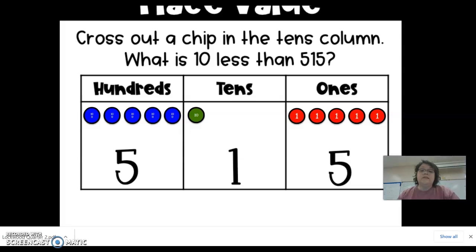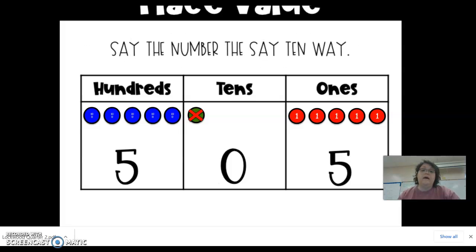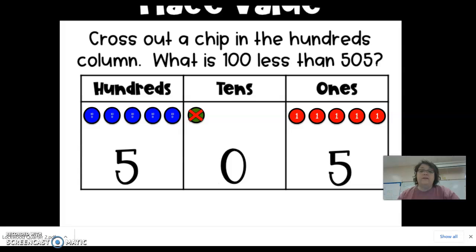All right, now it's saying what is 10 less than 515? Take off a 10, please. Look at that. Now how many tens are left? 0. So you say 5 hundreds, 0 tens, and 5 ones. That is 505, the standard way.